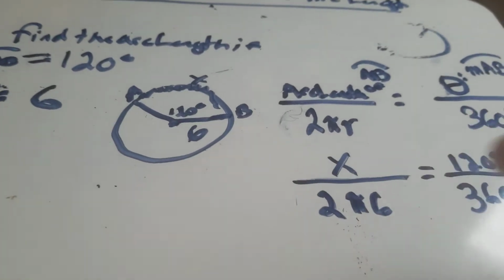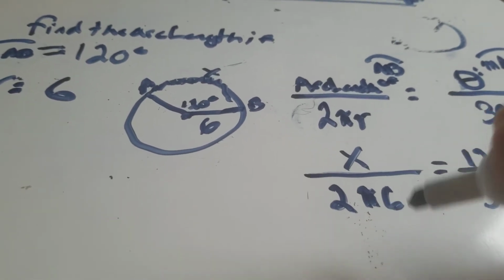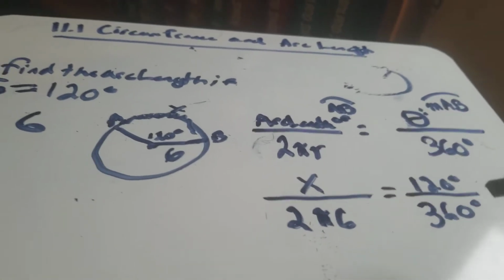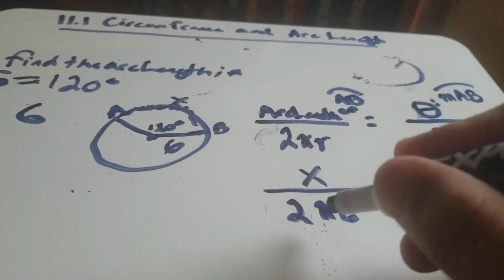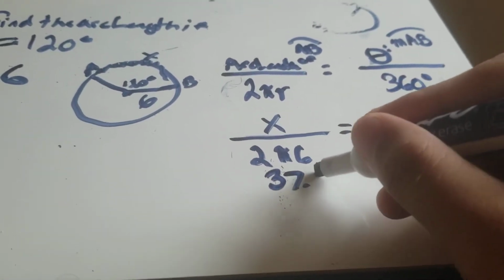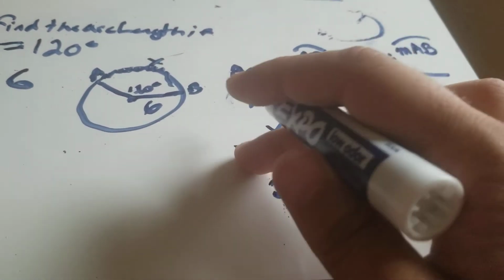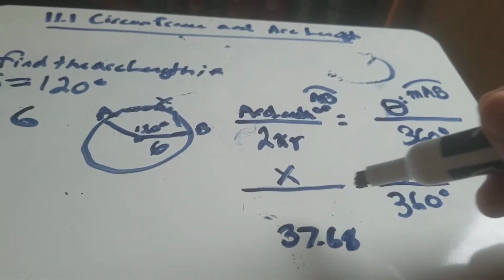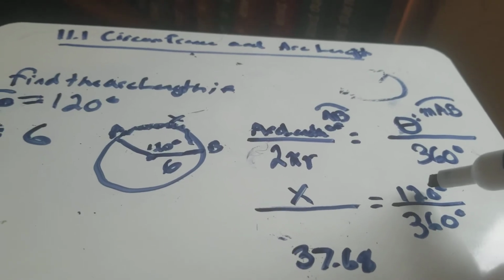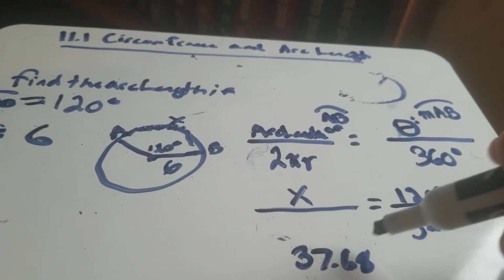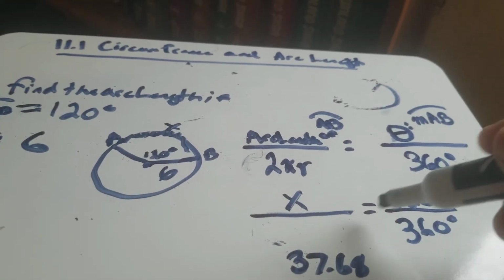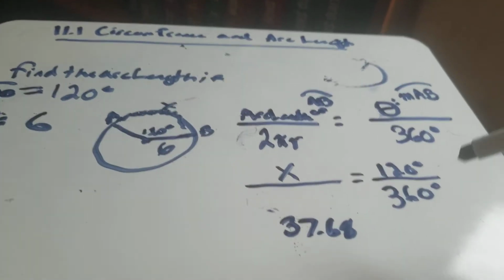So let's plug this in. 2 times 6 is 12. 12 times 3.14 is 37.68. So that's 37.68. And then from here, you could do cross multiplication. So I could do 37.68 times 120. And then 360 times x. You could do cross multiplication. You could do the butterfly method. I guess that is cross multiplication.